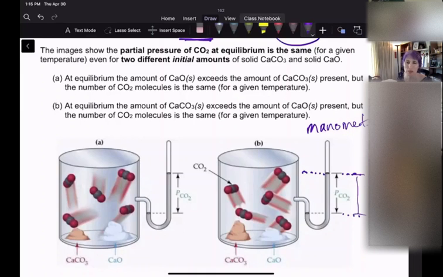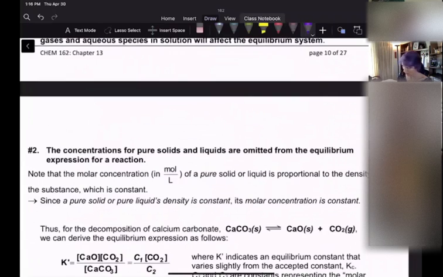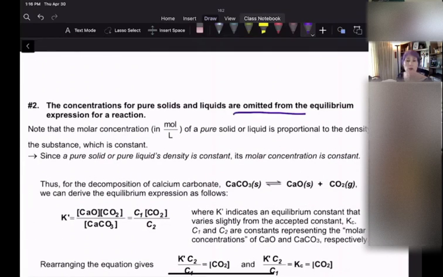That equilibrium for that closed system depends only on the pressure of CO2. It doesn't depend on the solids. So they do not come into the equilibrium expression. We'll just leave them out.